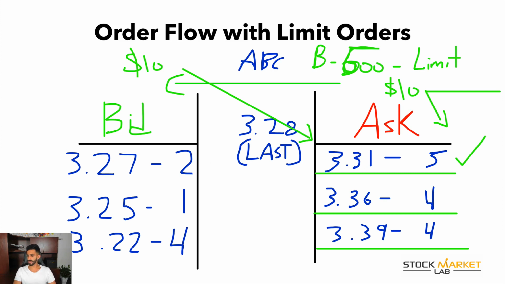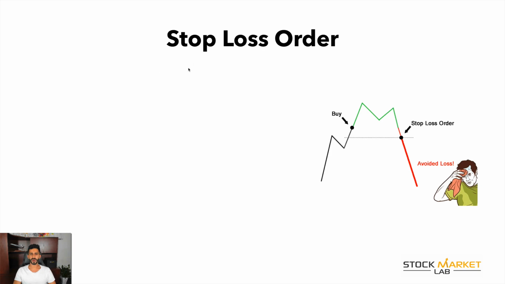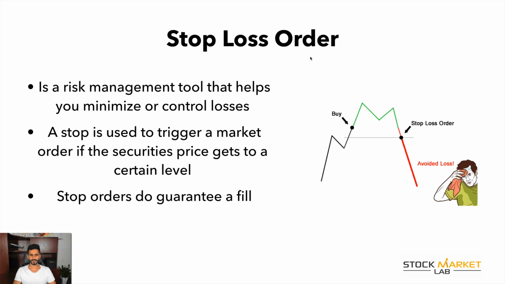Now let's go over the next order. The next order is something called a stop loss order. A stop loss order is a risk management tool that helps you minimize or control losses. A stop is used to trigger a market order if the security's price gets to a certain level. Stop orders do guarantee a fill.